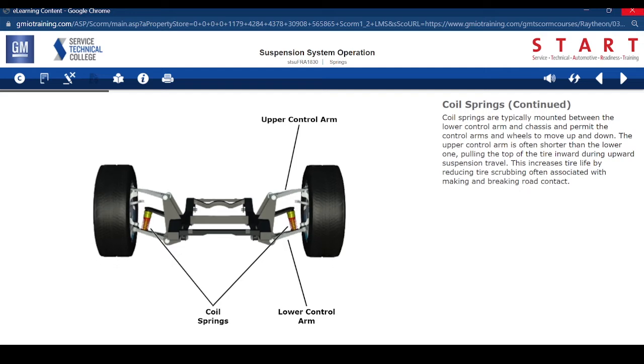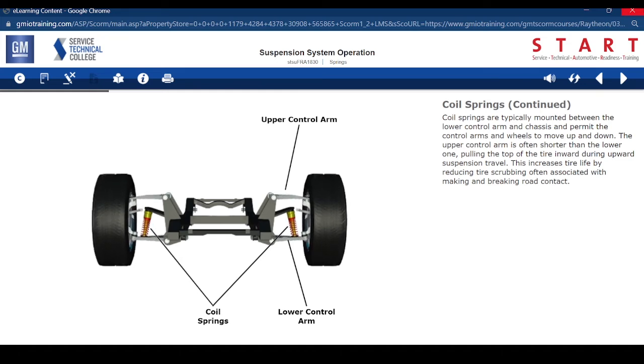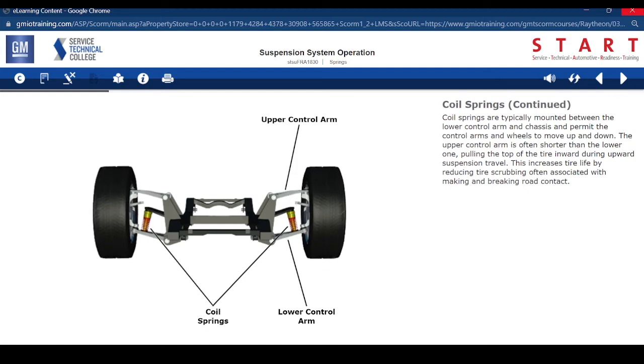Coil springs are typically mounted between the lower control arm and chassis and permit the control arms and wheels to move up and down. The upper control arm is often shorter than the lower one, pulling the top of the tire inward during upward suspension travel. This increases tire life by reducing tire scrubbing often associated with making and breaking road contact.